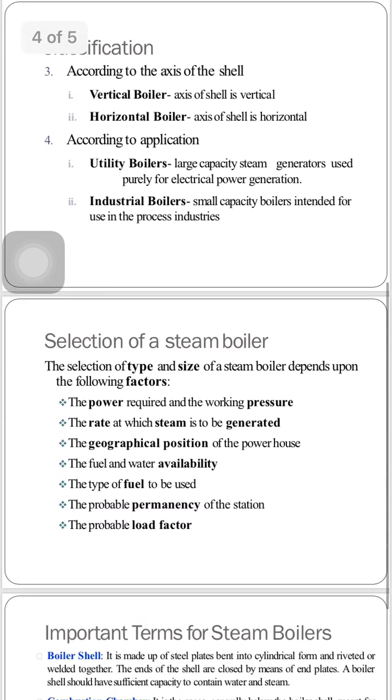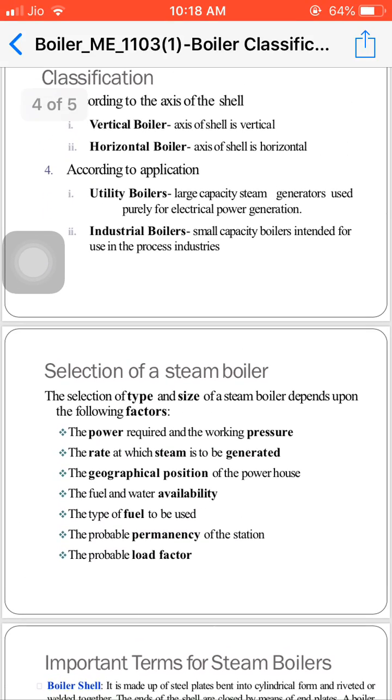Now we have to discuss the selection of a steam boiler. The selection of type and size of steam boilers depends on various factors. These factors are: first one, the power required and the working pressure. Second one, the rate at which steam is to be generated. Third one, the geographical position of the powerhouse.